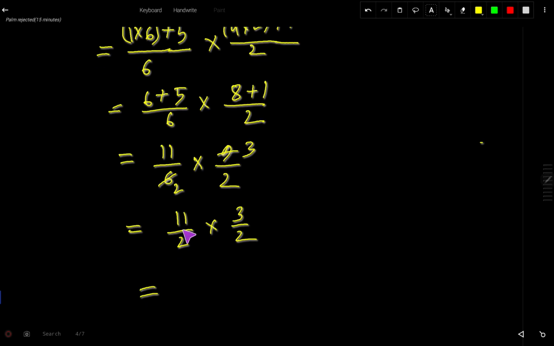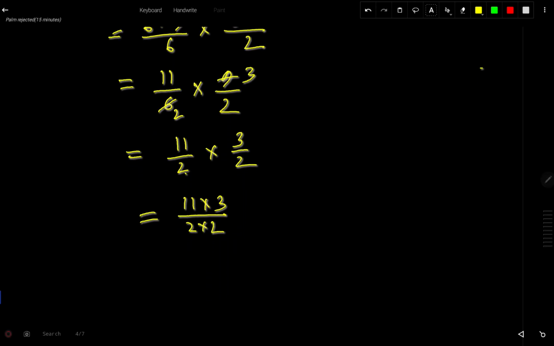Now to multiply this fraction with this fraction, we have to multiply top to top, then bottom to bottom. So 11 times 3 divided by 2 times 2. That is, we are getting here 33 divided by 4, right? Look, this is an improper fraction. Our result should be in mixed numbers.